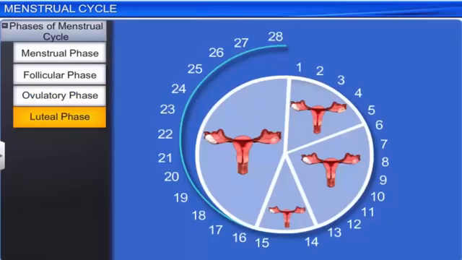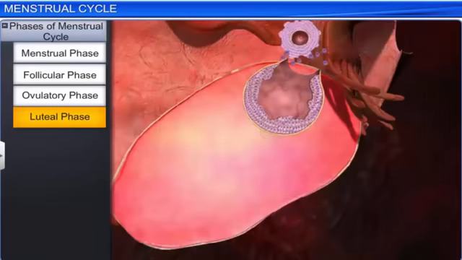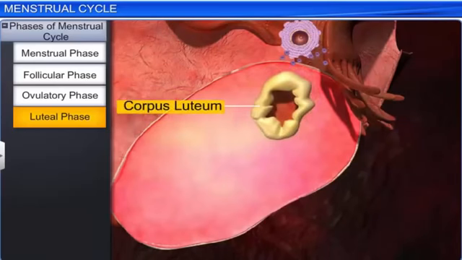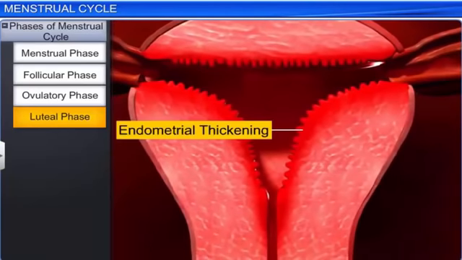The ovulatory phase is succeeded by the luteal or secretory phase, the last phase of the menstrual cycle, which occurs between days 16 and 28 of the menstrual cycle. This phase sees the transformation of the remaining Graafian follicle into a yellow mass called the corpus luteum. The endometrium too thickens, and its blood vessels become coiled and enlarged.